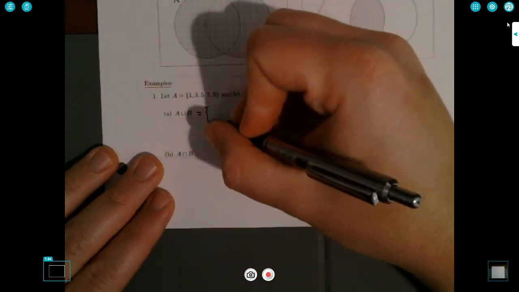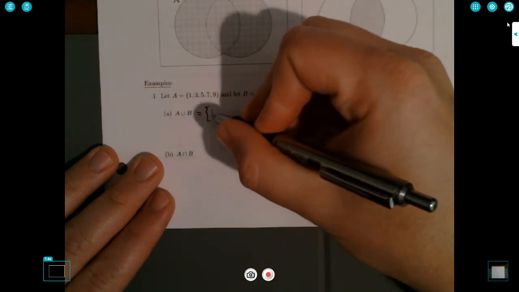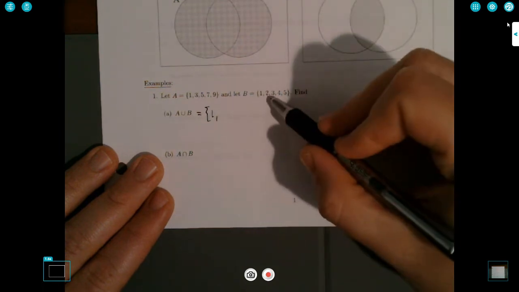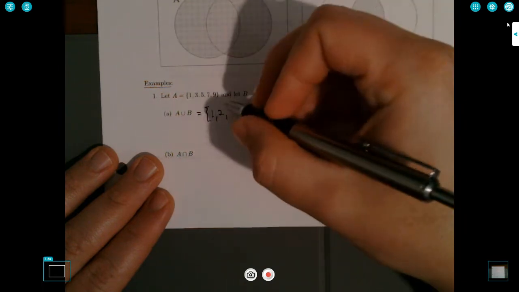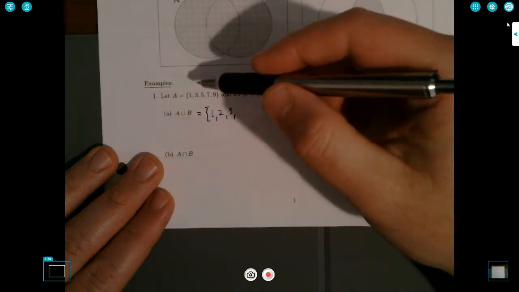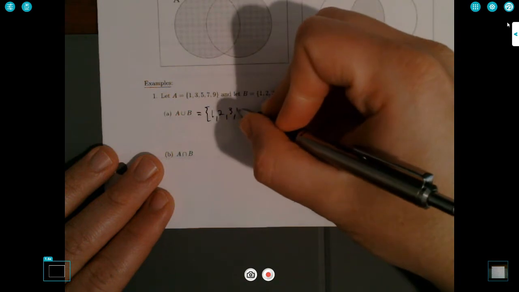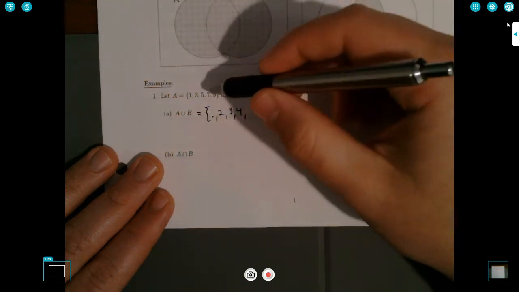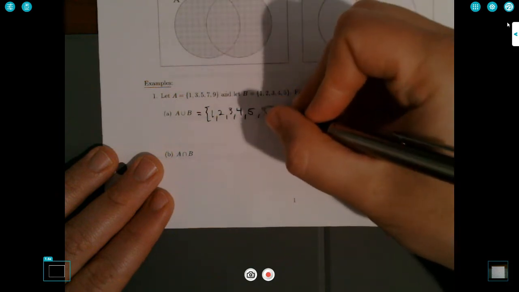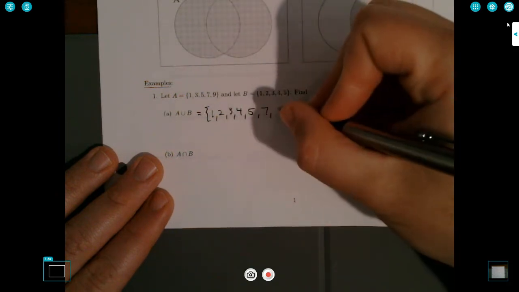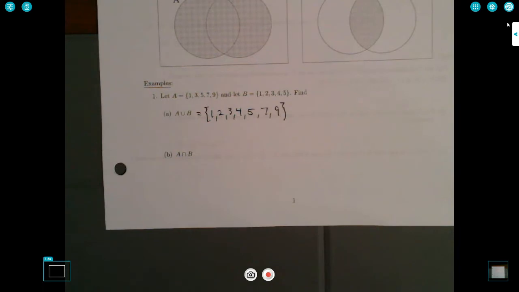All right? So 1 is in A, so 1 is in the union. 2 is in B, so 2 is in the union. 3 is in both, so it's in the union. 4 is in B, so it's in the union. 5 is in both, so it's in the union. 7 is in A, so it's in the union. 9 is in A, so it's in the union. And that's what you would get, right?